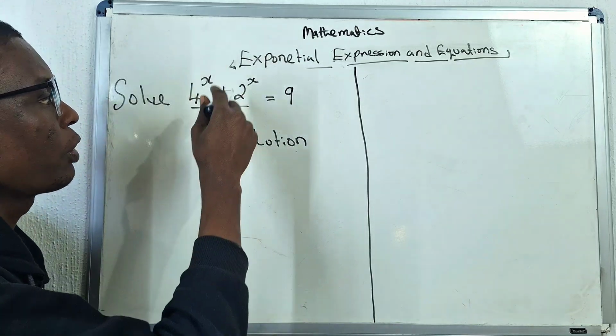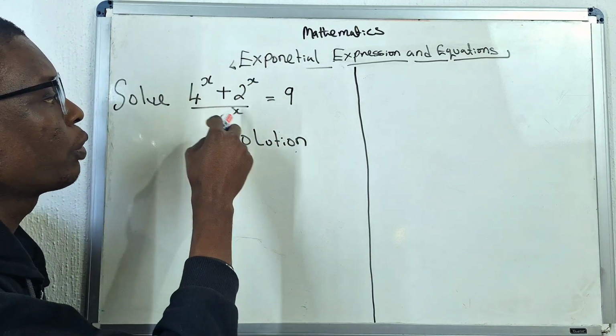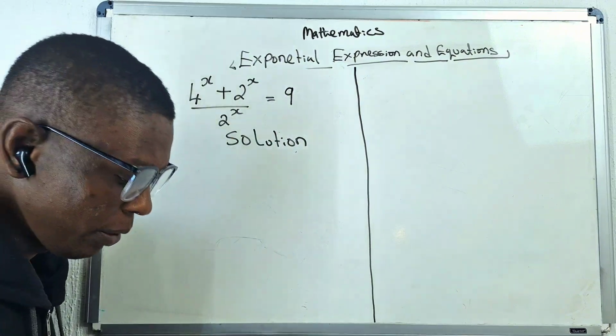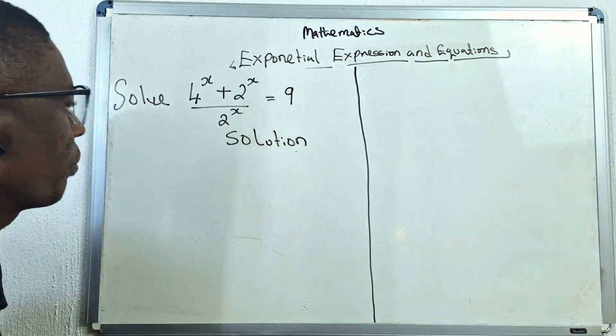All right, so we have a problem here to solve, and this is an exponential problem. 4 raised to power x plus 2 raised to power x, all over 2 raised to power x, is equal to 9. So we want to know what x is all about. So let's dive in without wasting time.